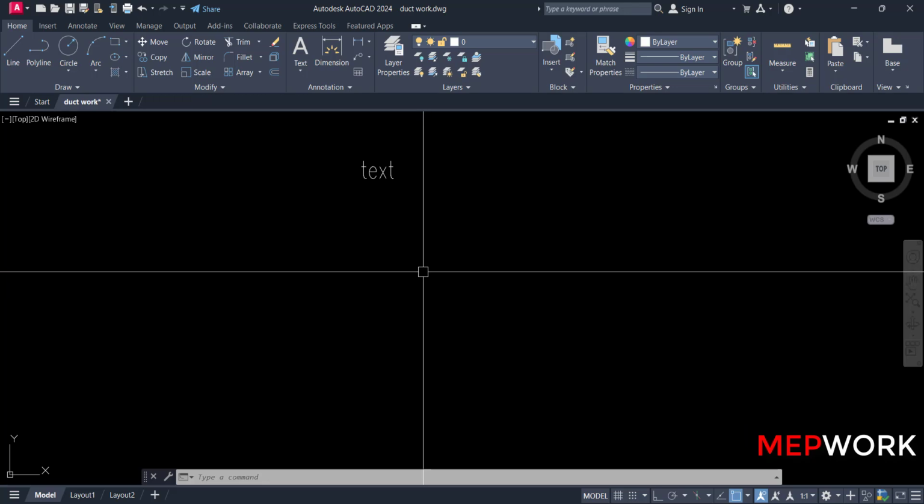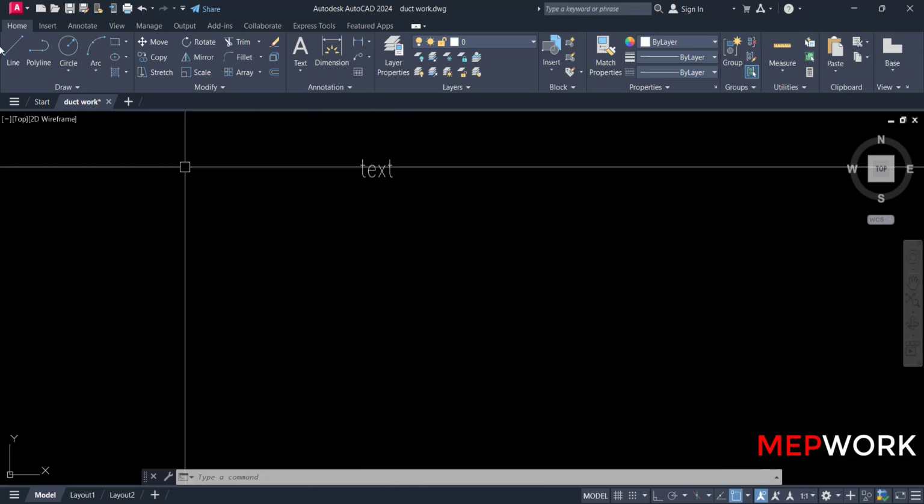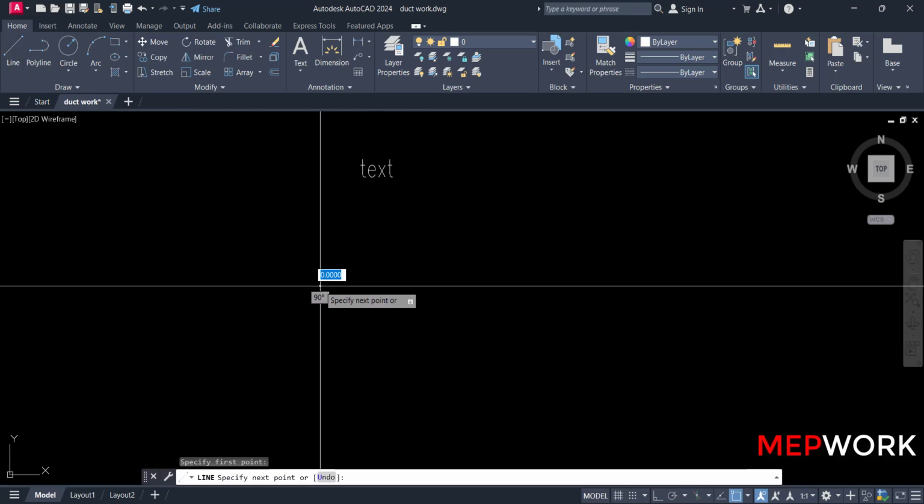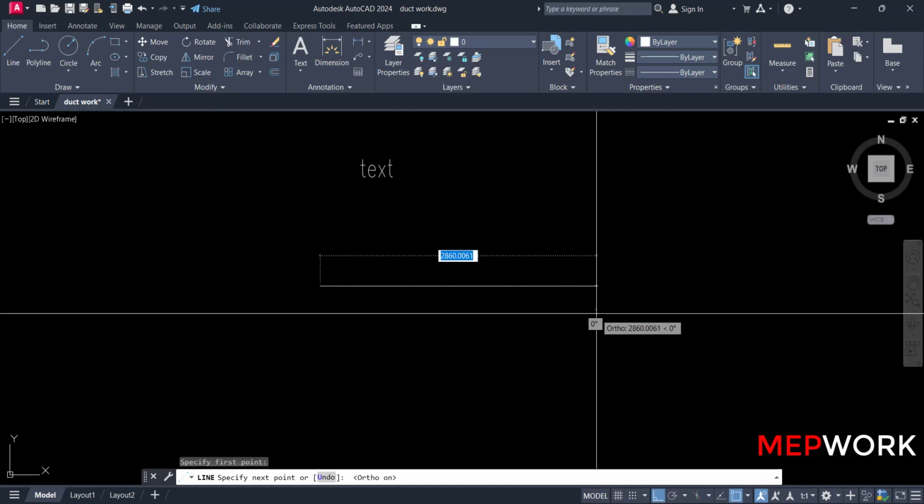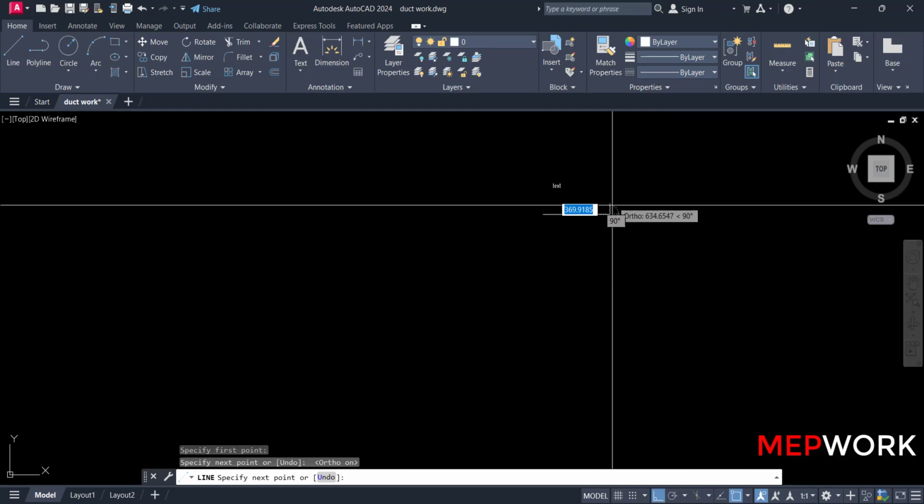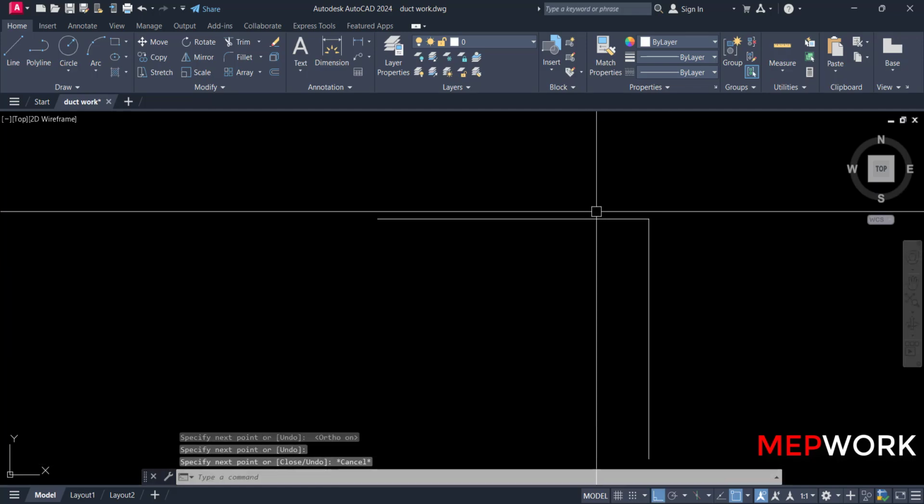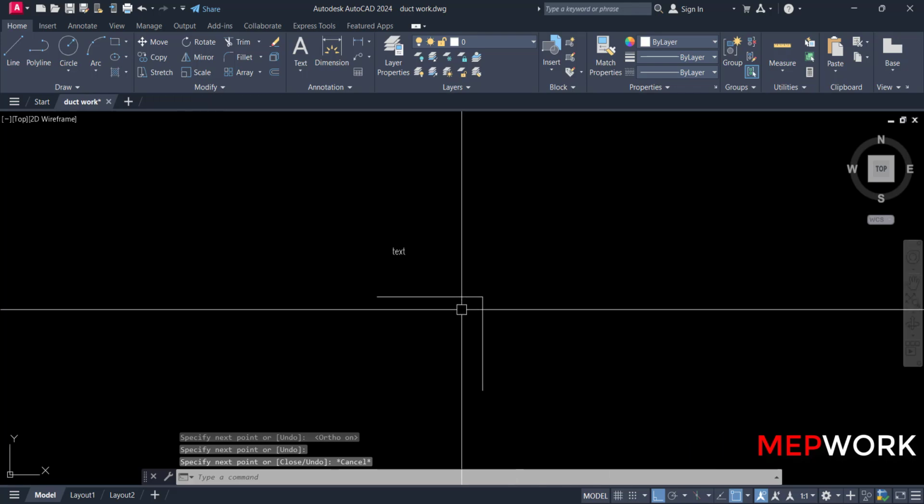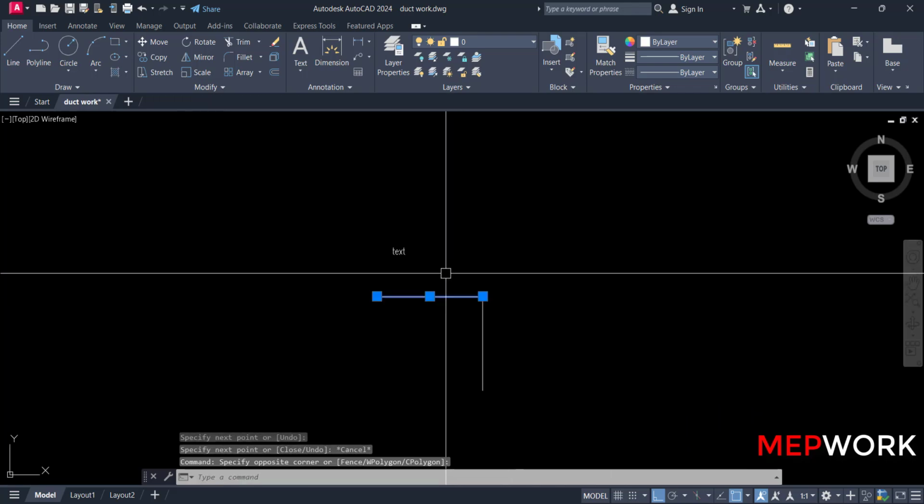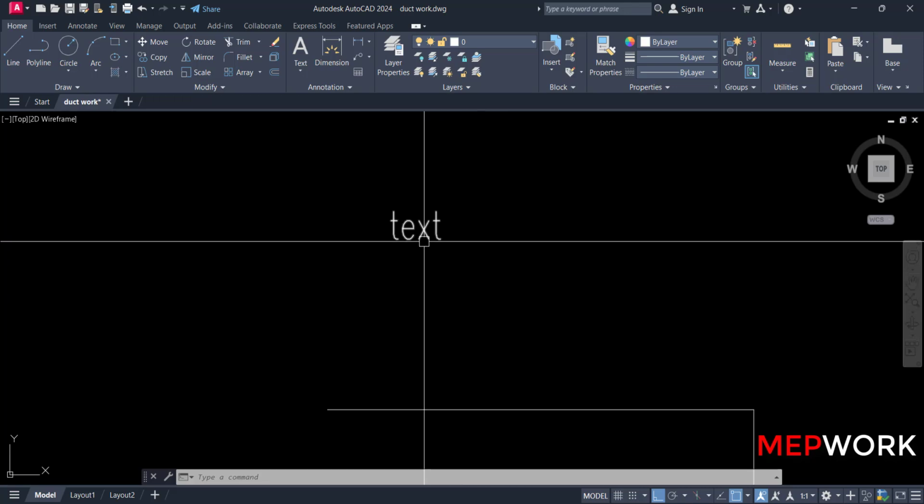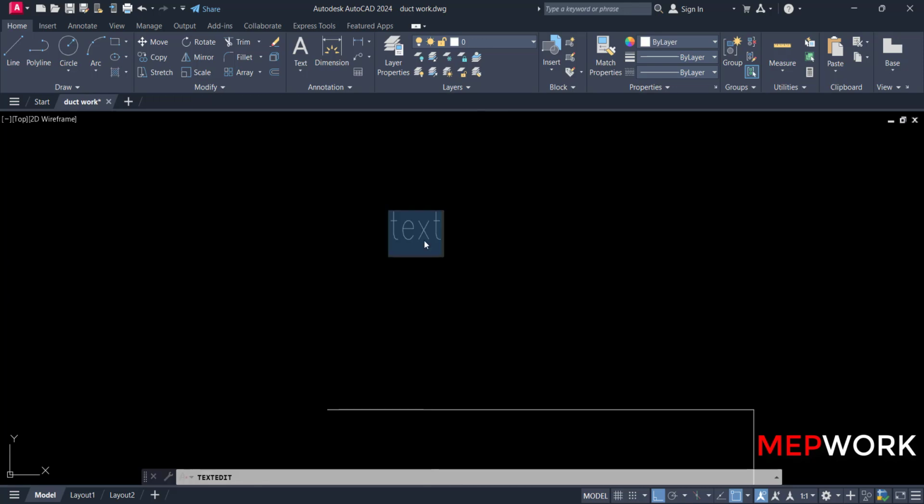Today's video we will know how to draw HVAC duct elbow in AutoCAD, the 90-degree elbow and the 45-degree elbow. First, to draw a duct, draw a line. Then take offset from this line. For example, the duct size will be 800 times 300.